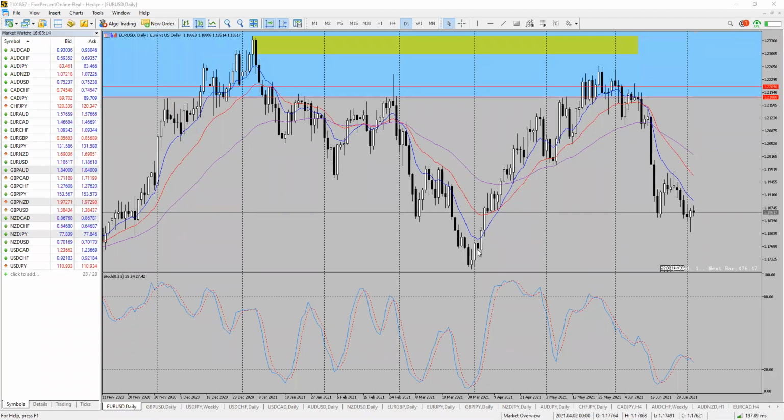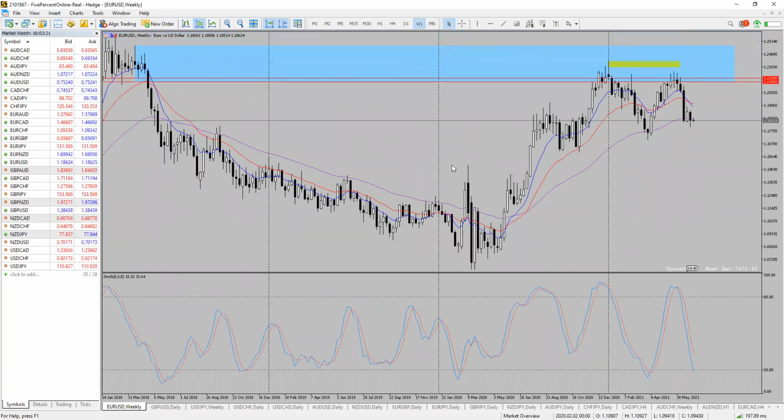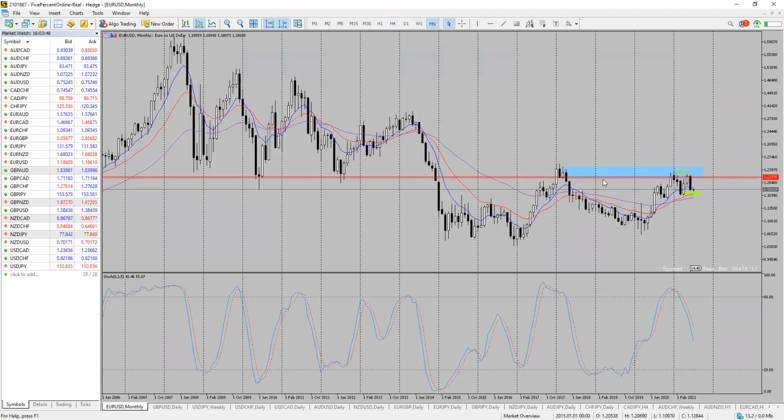Let's start with the euro dollar, and we'll look at the weekly chart. It looks like the euro dollar is on the verge of completing a double top here, but I'm not sure it will eventually be completed. Pay attention to the lower demand zone here that the pair almost touched and rebounded from. You can see on the monthly chart a very big supply zone, and the euro dollar arrived at this supply zone from this demand zone at the bottom.